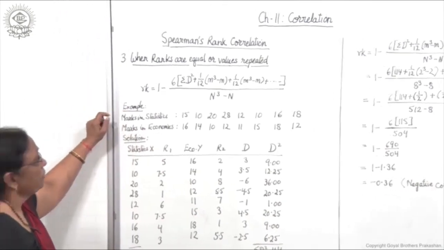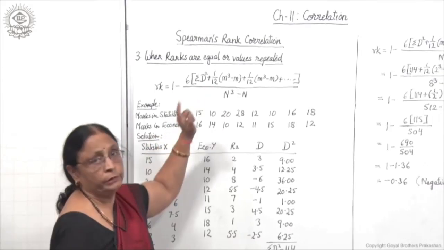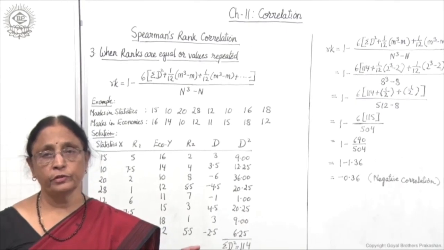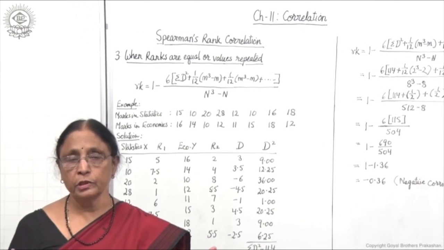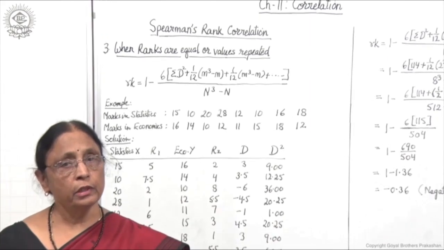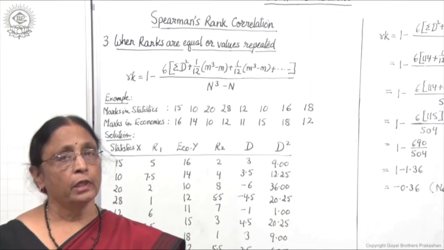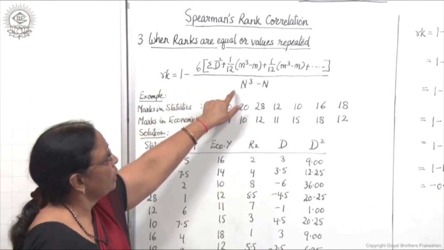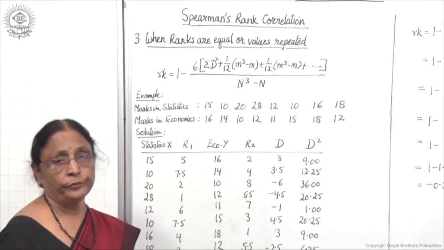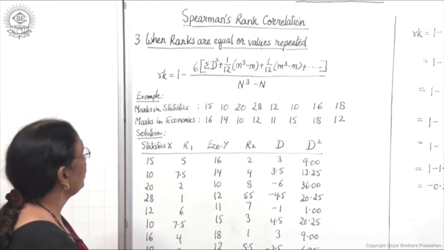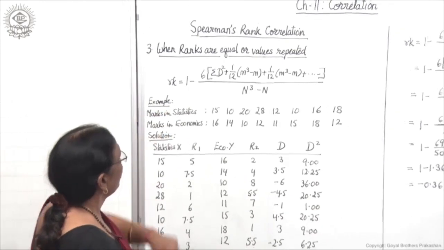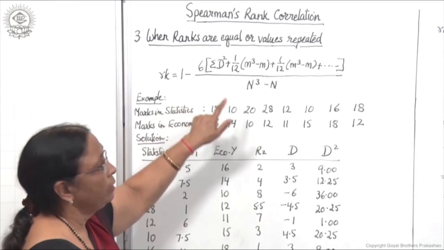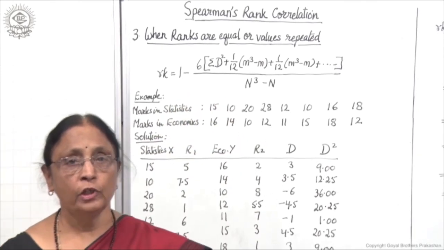So in that situation, we have a different formula. This formula is different from the previous two situations in which you use the same formula, right? But in this case, when ranks are equal, this formula is to be used, right? So you have to learn this formula. Now we'll take an example and see how on the basis of this formula we calculate the coefficient of correlation, right?